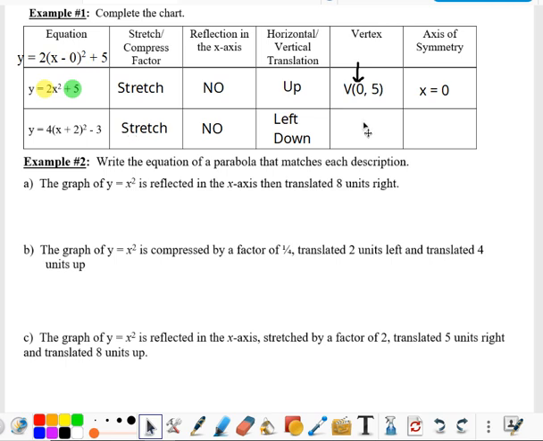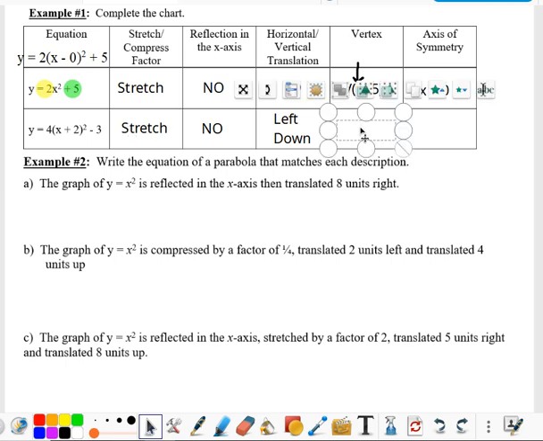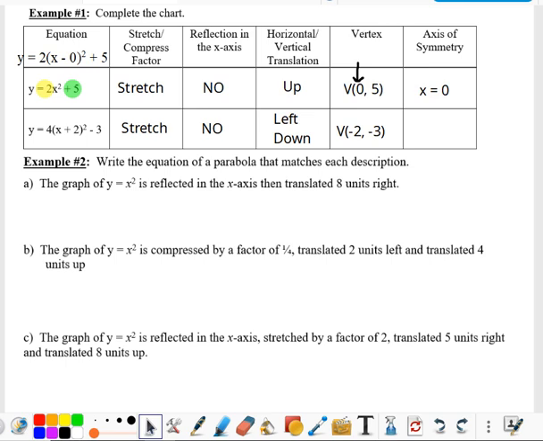Given that, our vertex would be (negative 2, negative 3). And last but not least, the axis of symmetry is just x equals negative 2. Again, it's just the x value of the vertex.